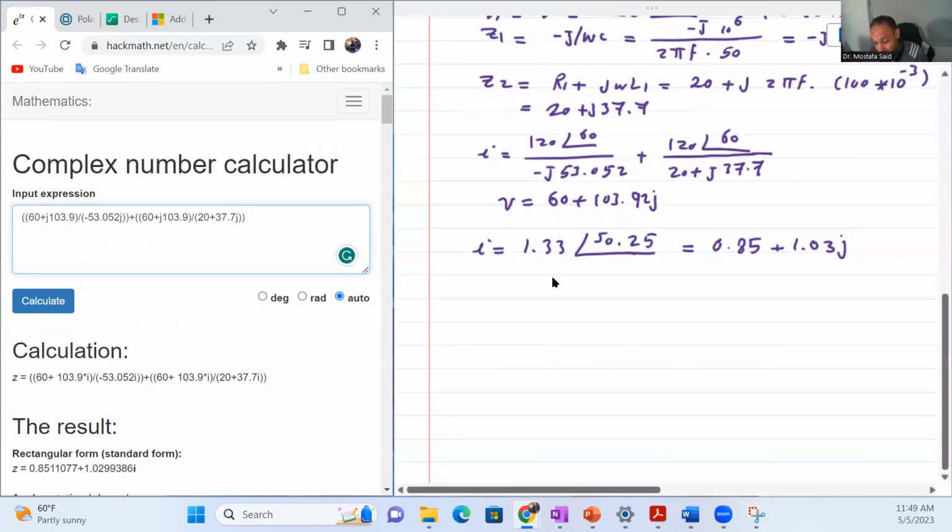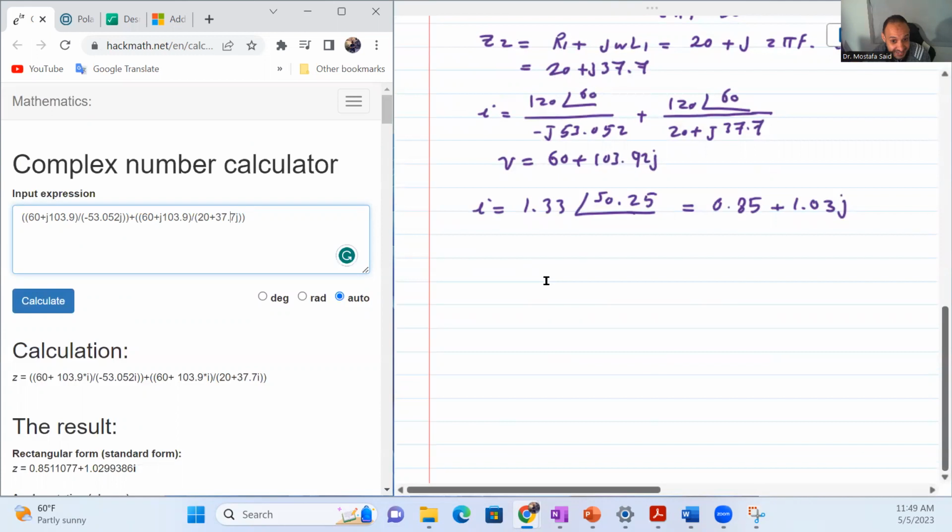Okay, guys, that's basically it for this simple circuit. You have to do it again as homework using mesh analysis. And of course, you should get the same result.